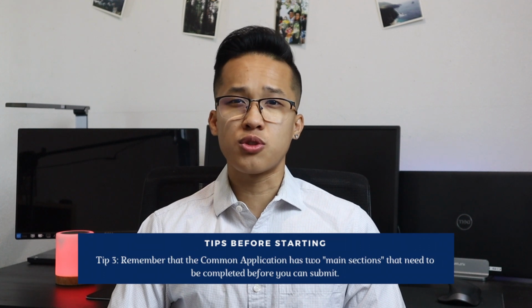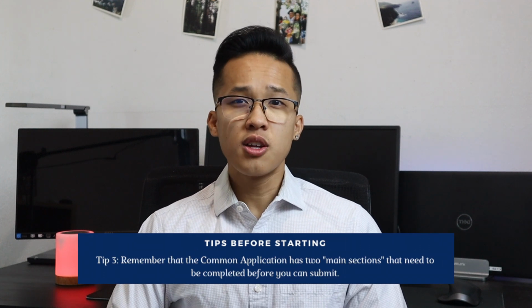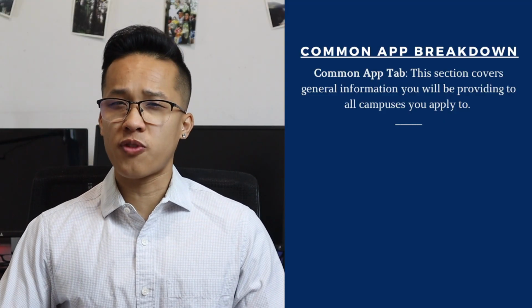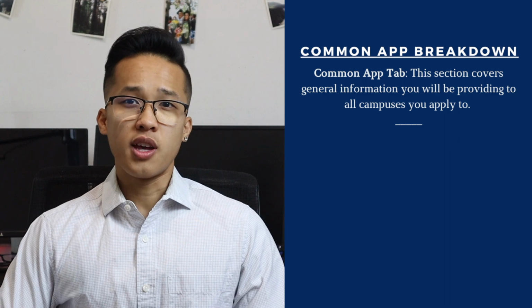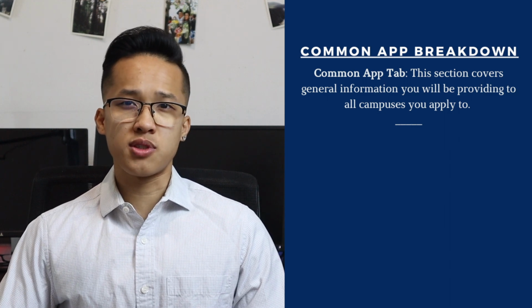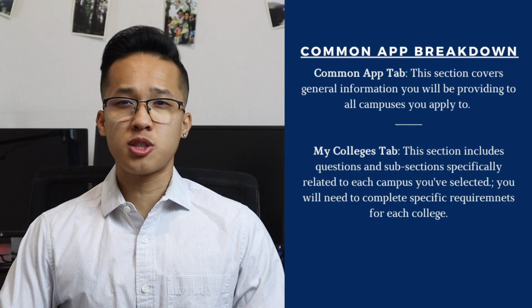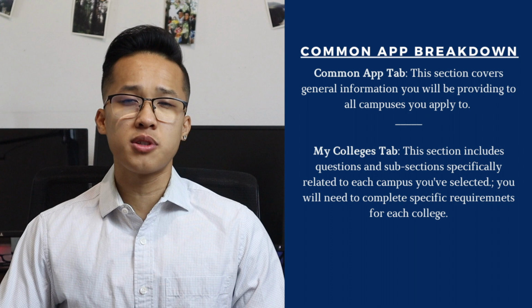The next tip I have for you all is just to remember that the Common App does have 2 main sections that students have to complete before they submit. You'll learn more about this throughout this video as well as the next video that you watch, but to put it in the most simple terms, one part of the application is going to be the Common App section where you'll just be providing general information about yourself and things that can be used for multiple campuses that you apply to. And the second main part is going to be the My Colleges section or tab where you'll be filling out information specifically to every single college campus that you're applying to.